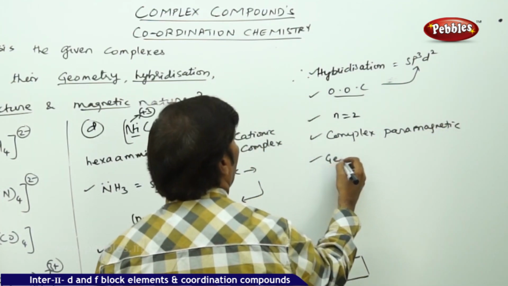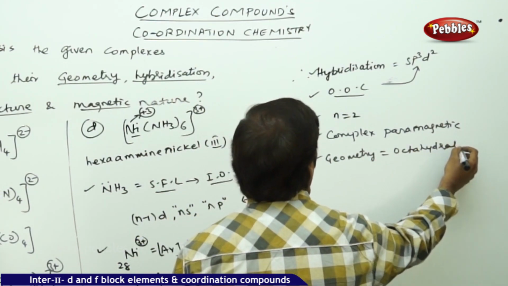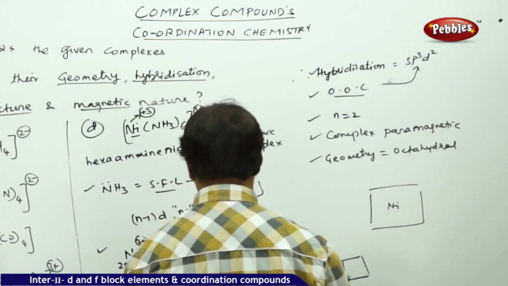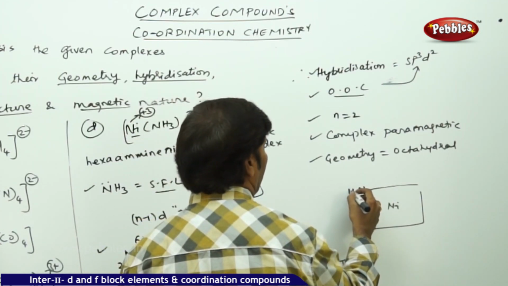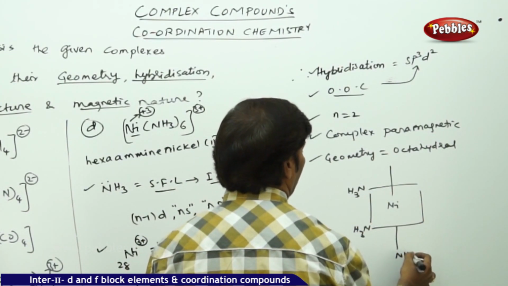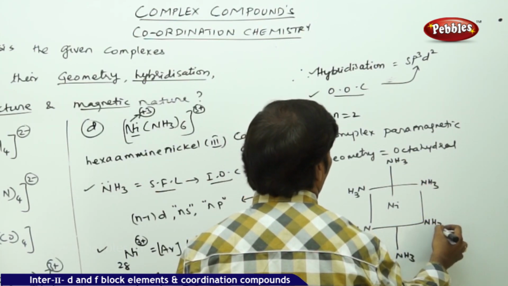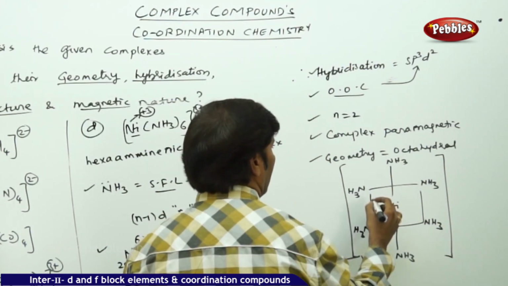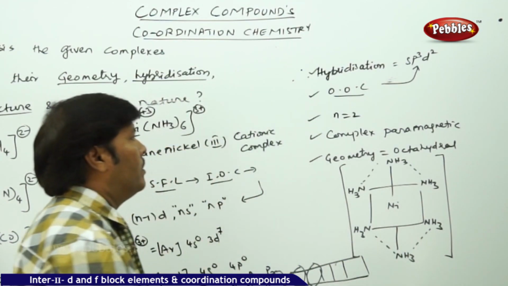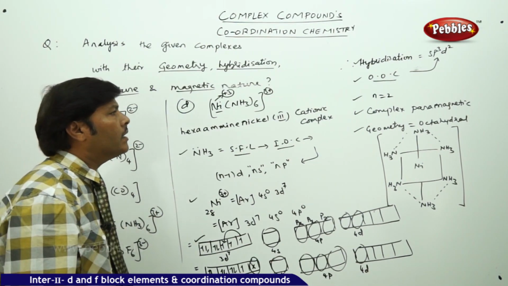However, the geometry is octahedral geometry. So you can just take the nickel like this, and we have 6 ammonia molecules. So therefore take one ammonia, here you take one ammonia, here you take one ammonia, and so on. So this is going to become the octahedral complex. So this is the geometry of the hexaamminenickel(III) cationic complex.